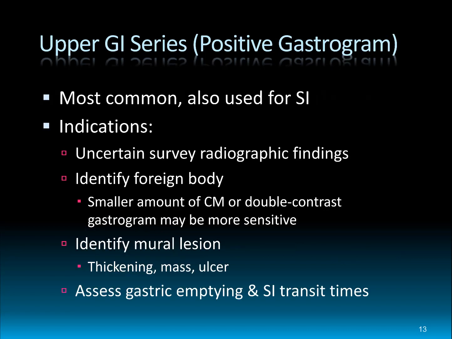Upper GI series, or we're going to focus on the stomach, so positive contrast gastrogram, are pretty commonly used in practice. We use them mostly for a couple of reasons. The main one is we take survey radiographs and there's something that catches our eye and we're not clear as to how concerned we should be about this lesion. Upper GI series can also be used to identify a foreign object that may not be visible on survey radiographs, as well as to identify mural or mucosal lesions like masses extending from the wall.